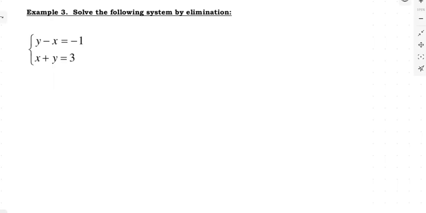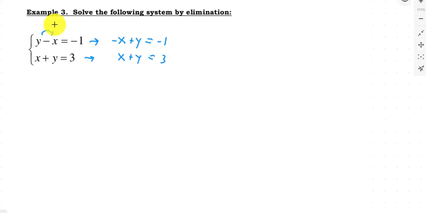In this video, I want to solve a few more problems using the elimination method. So again, remember, step one is to get the x's and y's to line up, right? So I just want to reverse the order of my x and y here. So that would leave me with negative x plus y equals -1. And the bottom equation I'm not going to change. I have x plus y equals 3.